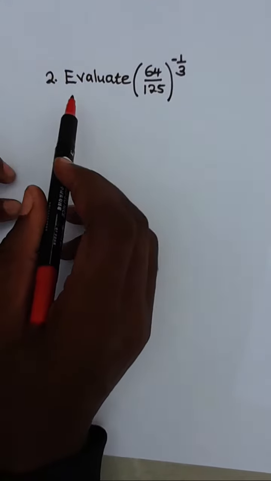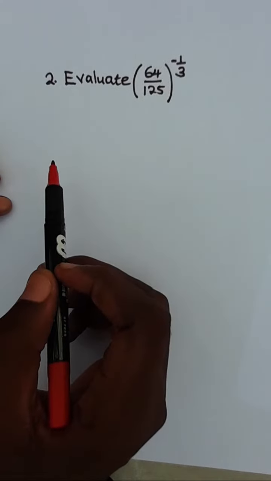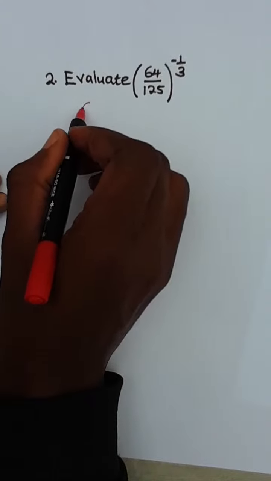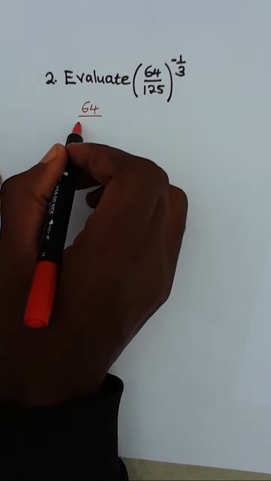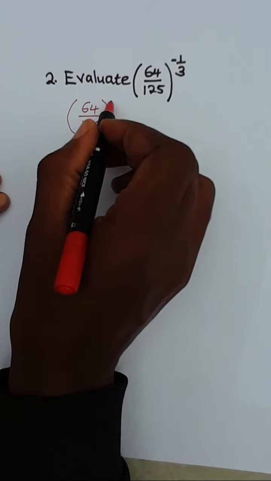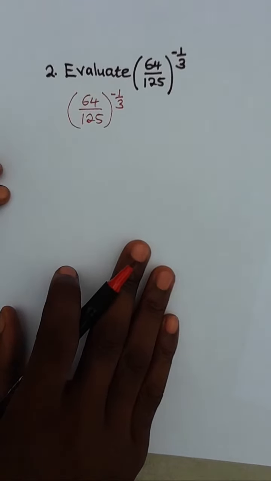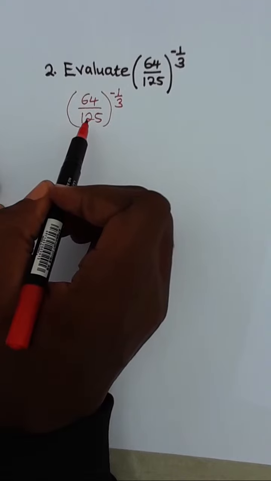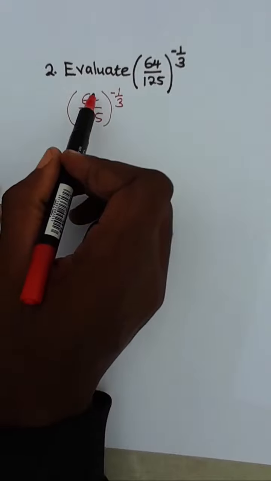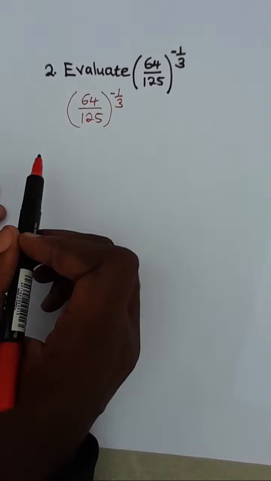Number 2 says evaluate. So they want you to evaluate this expression. First of all, let's rewrite this expression. The expression is 64 over 125 to the power negative 1/3. Now, what does it mean when they say evaluate? It means they want you to work this out and find the actual value.